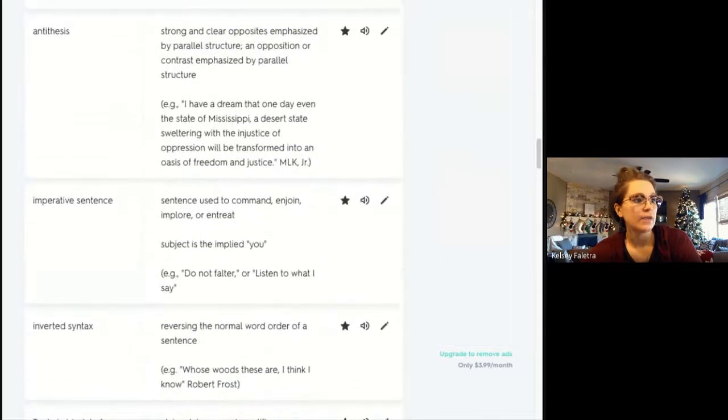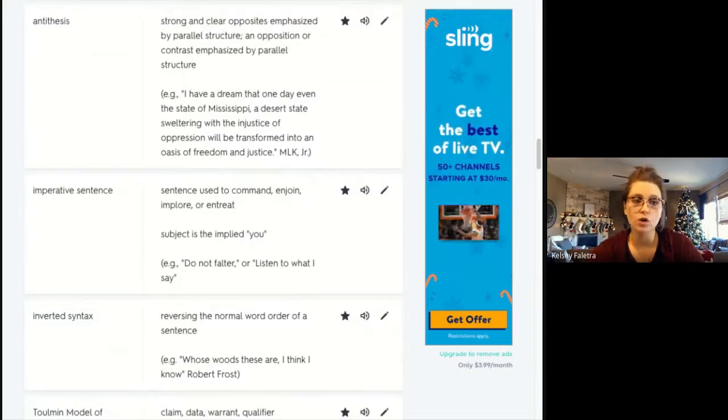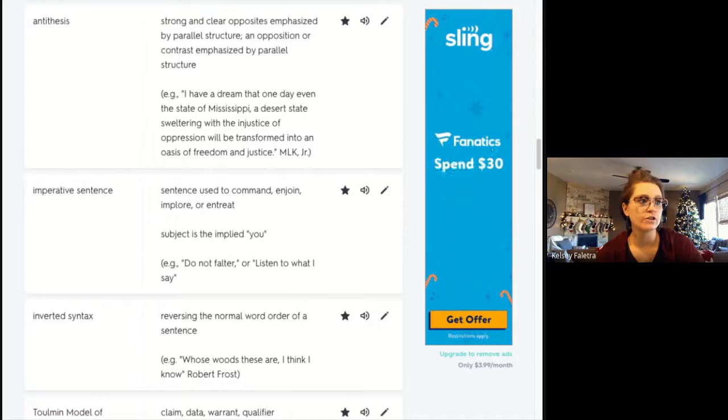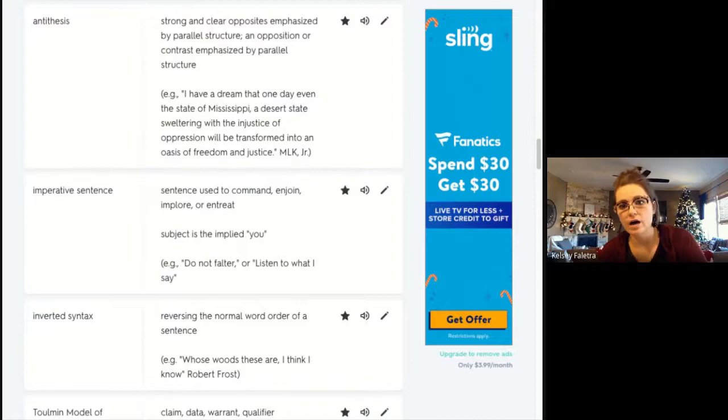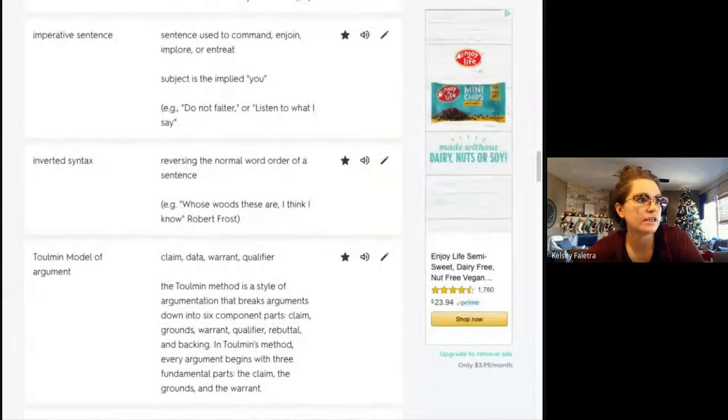And then an imperative sentence. We talked about this with Pilgrim at Tinker Creek. Sentences used to command, enjoin, implore, entreat, or beg, or request. So they are things like "do not falter" or "listen to what I say." These were used a lot in the Julius Caesar speeches that you guys read from Brutus and Mark Antony. He starts off with an imperative sentence, "Lend me your ears," right? Listen to me. Inverted syntax is the way that Yoda speaks. The subject and the verb are inversed or reversed. "Whose woods these are, I think I know," instead of "I think I know whose woods these are."